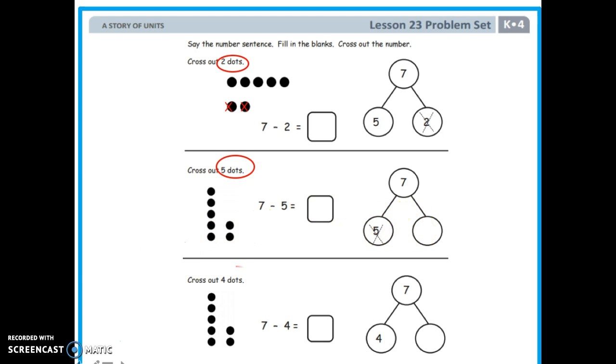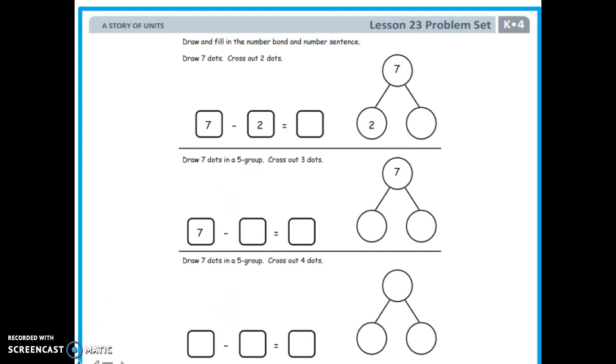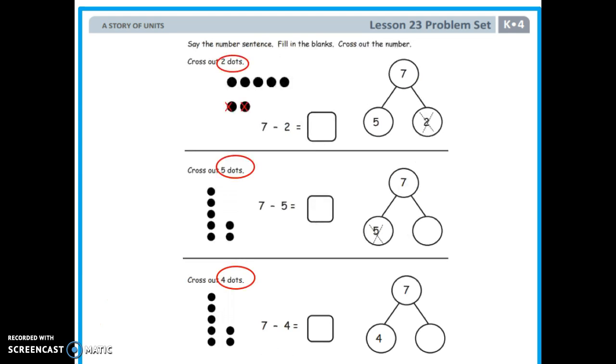All right, down here it says cross out 4 dots. I'll wait while you cross off 4 dots. 1, 2, 3, 4. 7, take away 4, equals how many are left? So come back over here and count how many you have left. Now you're going to write that number here and here to finish your number bond.